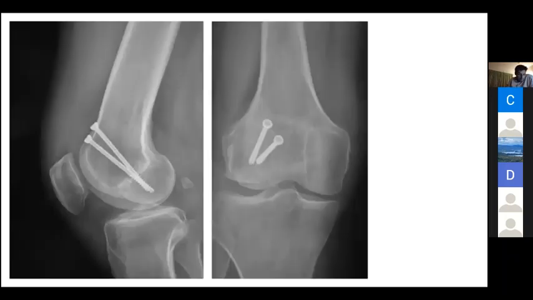Okay. So you can see what I was talking about. Can you comment about the fixation? All good? Gautam? Yes, sir. It's anatomically reduced.